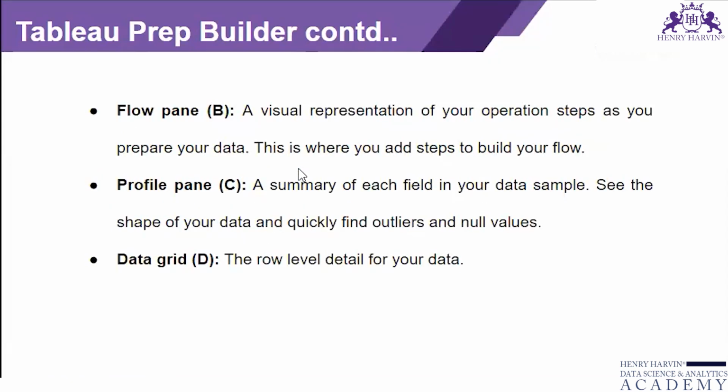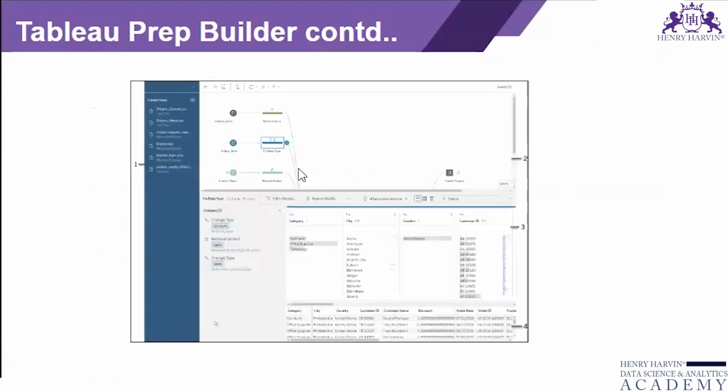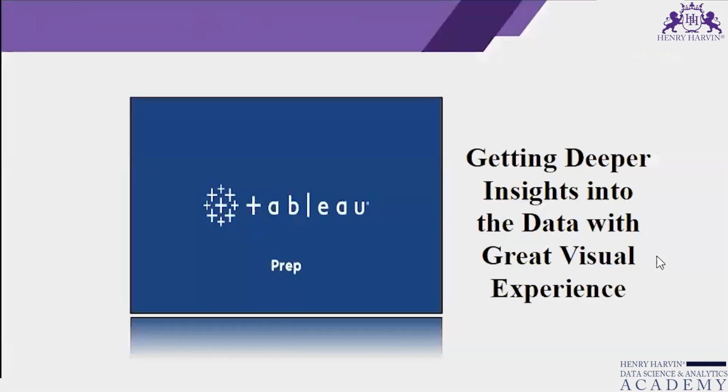Then there is a flow pane, a visual representation of your operation steps as you prepare your data. This is where you add steps to build your flow. Then there is a profile pane, with a summary of each field in your data sample. See the shape of your data and quickly find outliers and null values. Then the data grid, which gives the row level detail of our data. So this is somewhat what an interface of Tableau Prep will look like.